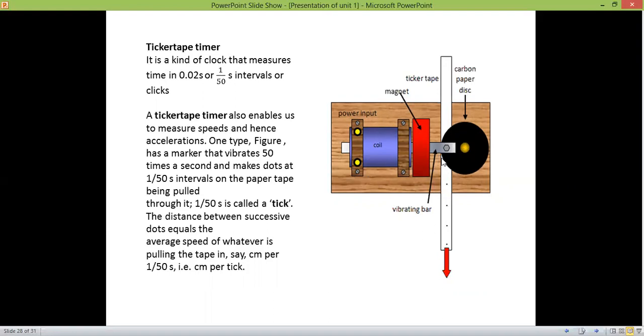Actually, what happens when the strip moves downward? It causes the carbon paper disc to come in contact with the white tape. So when the carbon disc comes in contact with the white tape, a black dot is marked on the white tape. So 50 dots are marked in 1 second on the white tape.